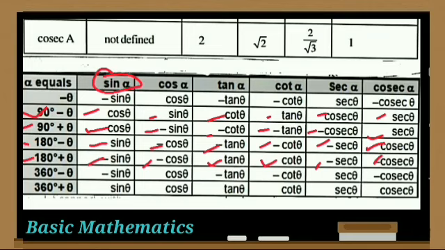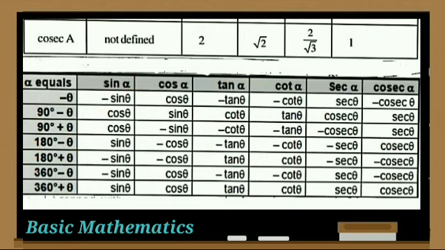Now move to the other angle, 360 minus theta. In the condition of 360 minus theta, only cos theta and sec theta are positive, as we can see according to the cast rule, and all the other functions are negative. For 360 plus theta, we again move to the first quadrant. So in the first quadrant, all the functions are positive. Is it clear to you? Now move forward.